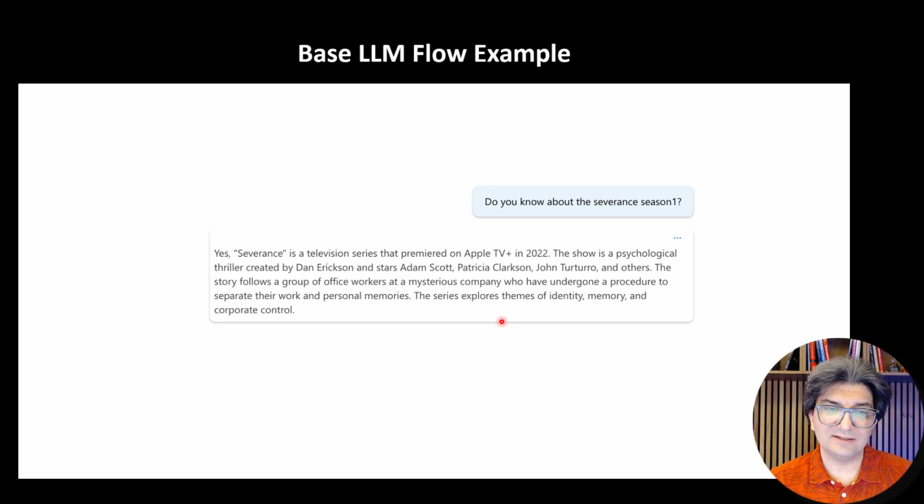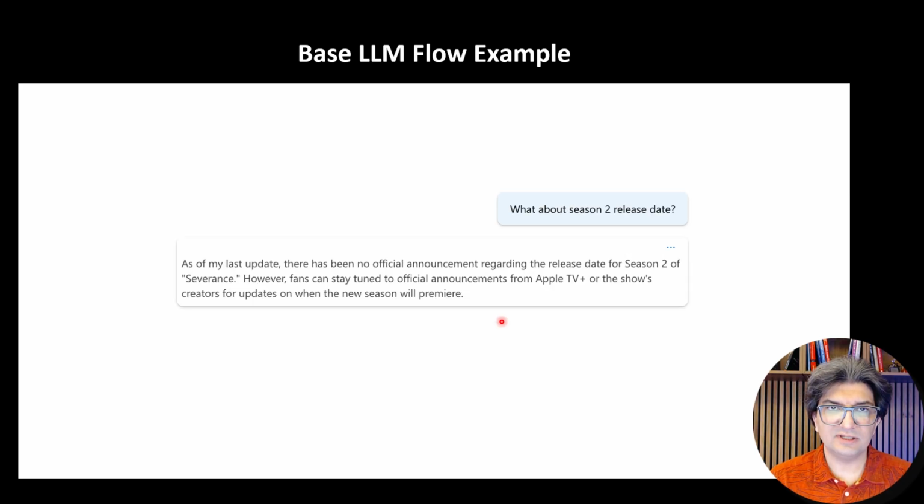And then I got the answer that Severance is a television series that premiered on Apple TV in 2022. This is correct, and this is the information I was expecting. But the next question is quite interesting. I asked, what about the season 2 release date? Basically, season 2 premiered last January. And this is quite interesting because what you see here as an answer from the LLM is that it doesn't know anything about season 2.